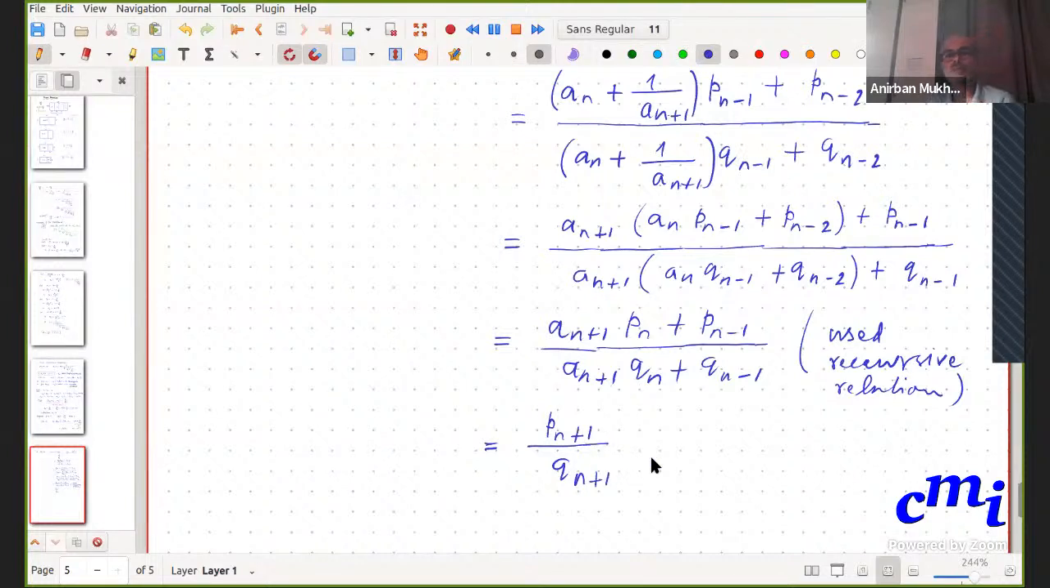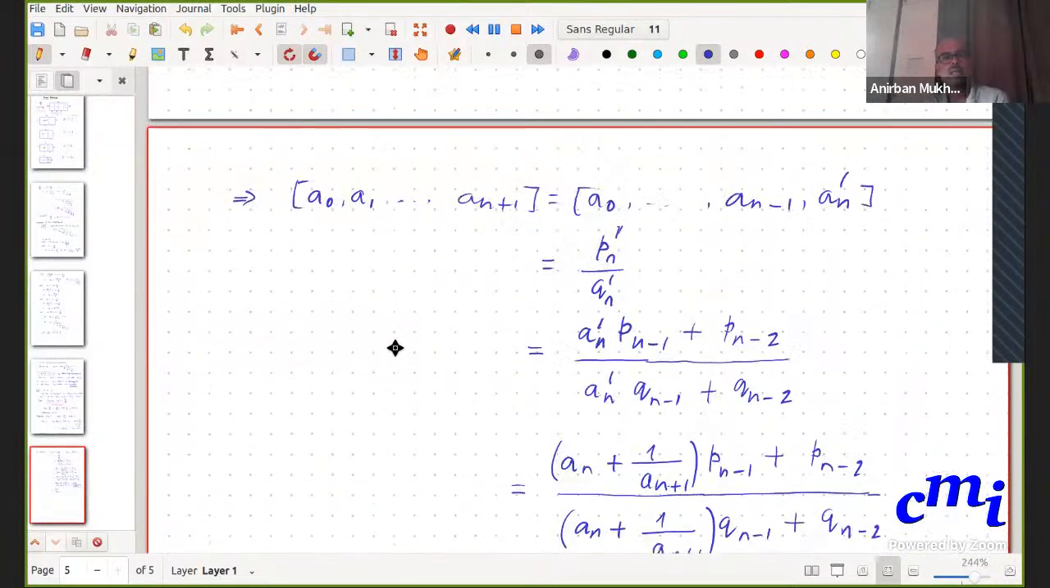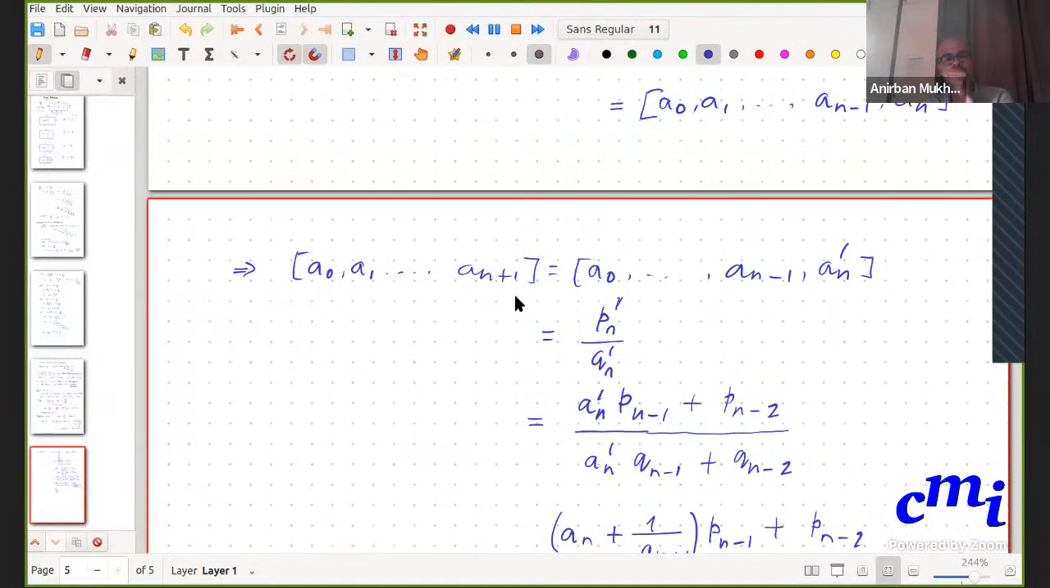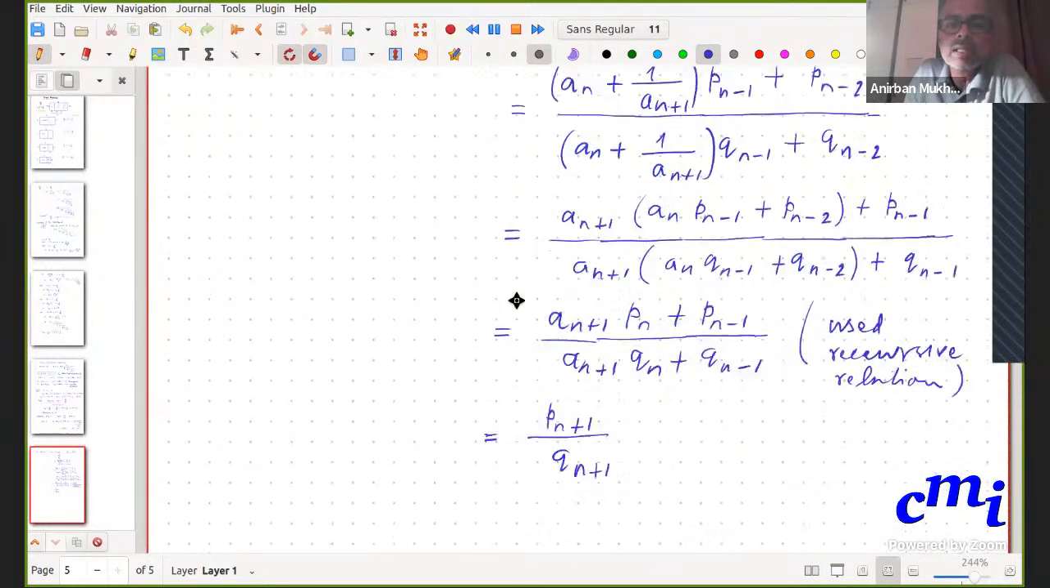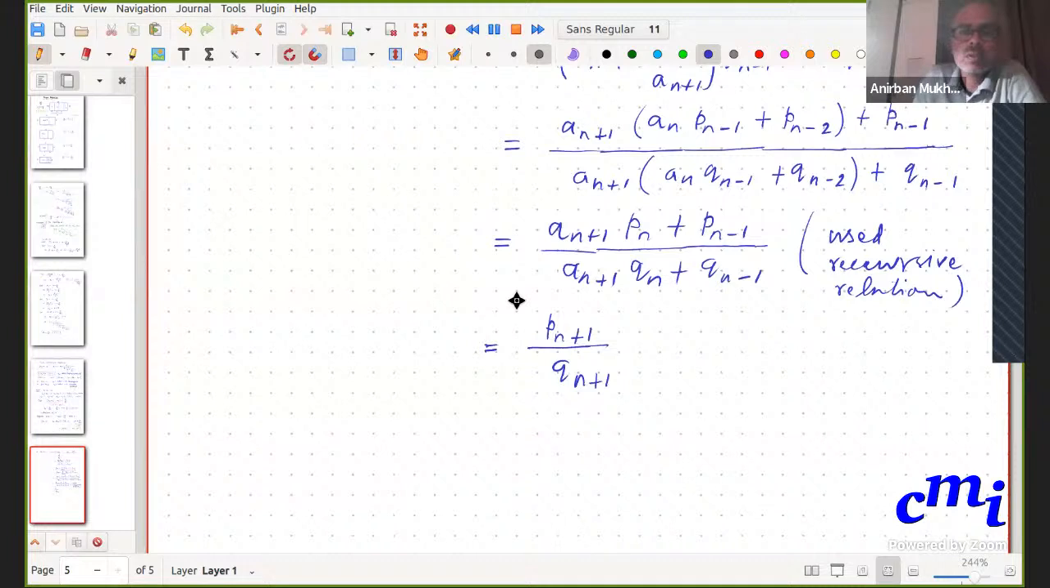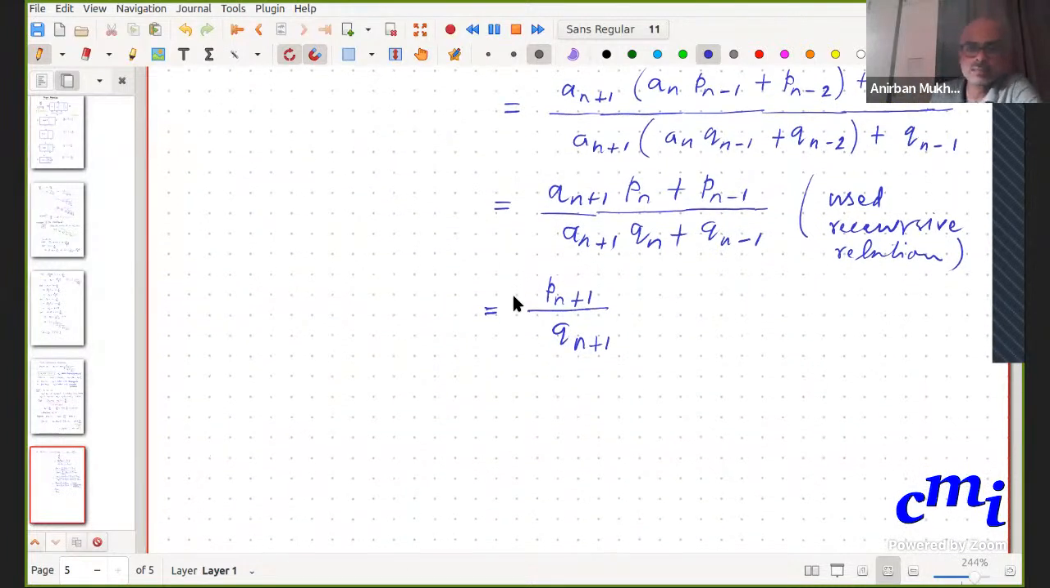So we conclude that the original continued fraction that we started with, of length n plus 1, is now written in this way. So now by induction we have the proposition.